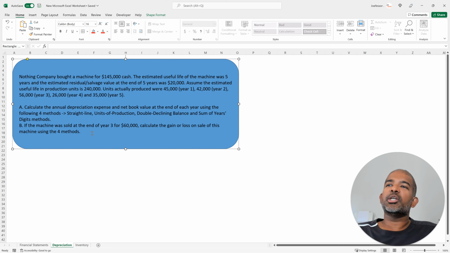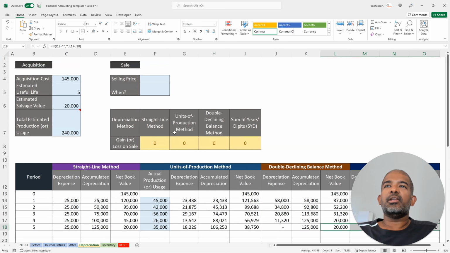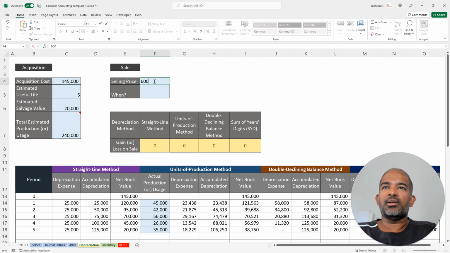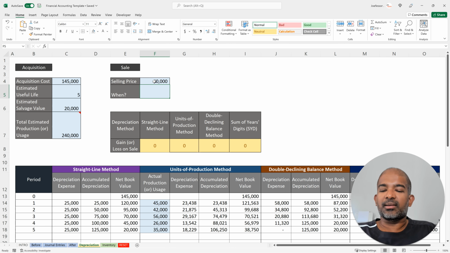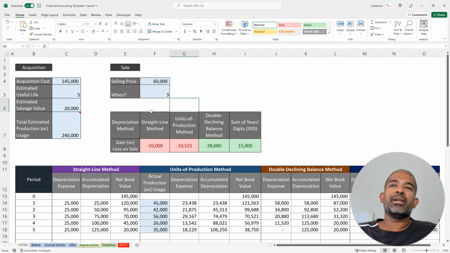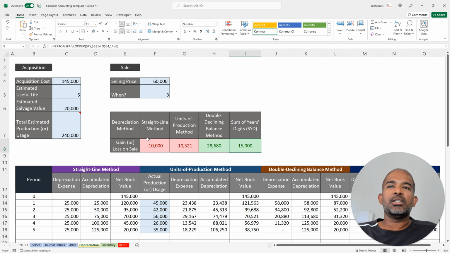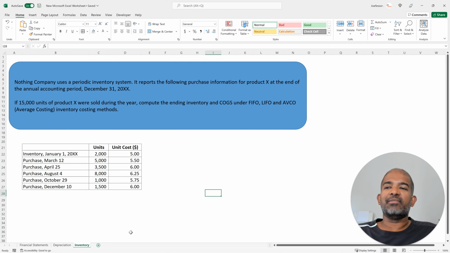Part B, if the machine was sold at the end of year 3 for 60,000, calculate the gain or loss on the sale of the machine using the 4 methods. We've already performed these calculations in our template to provide you the solution automatically. So in each of these methods, you can see how much is the loss or gain when this asset is being sold at the end of year 3. You can see how this can save you a bunch of time when you have to solve an exercise involving depreciation. The final exercise is on inventory management.